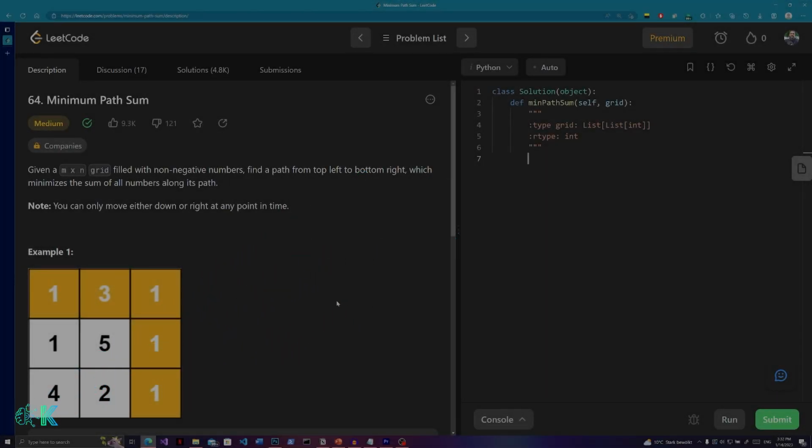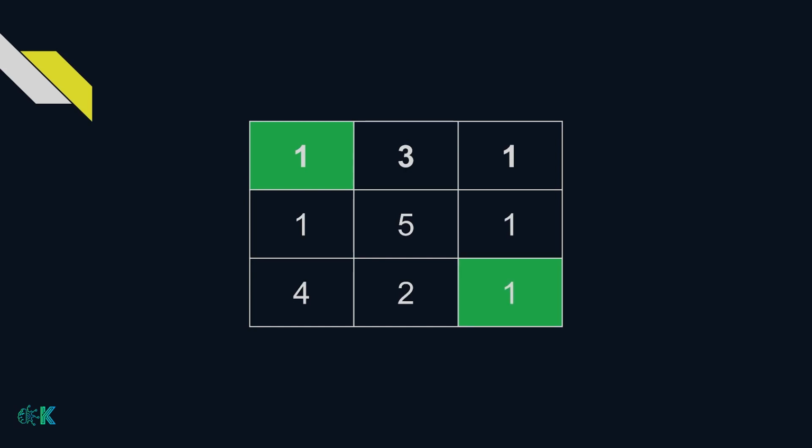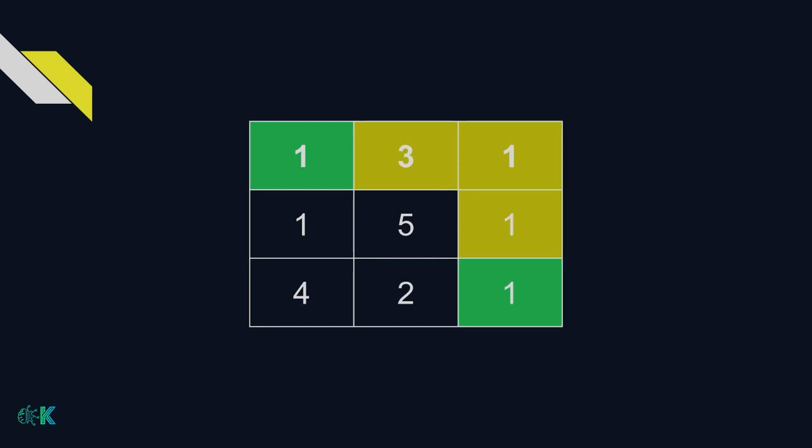In this video, we are solving the question titled Minimum Path Sum. In this question, we get a grid as an input. We are required to find a path between the top left corner and the bottom right corner. Each cell contains a cost, and the path we want to find is the one having the lowest cost.